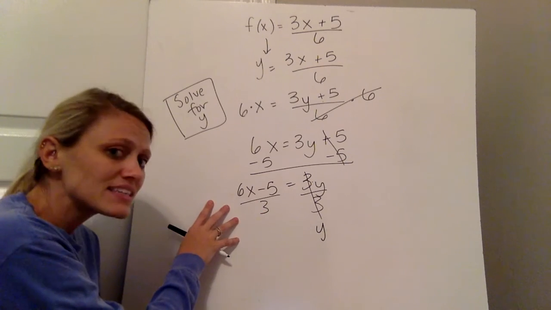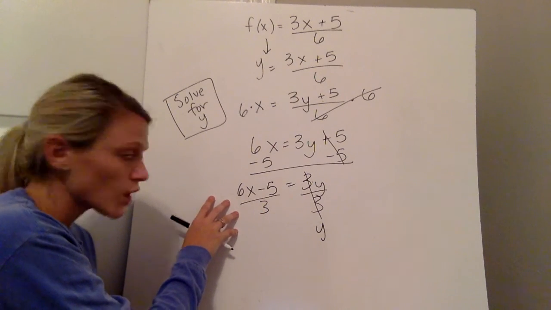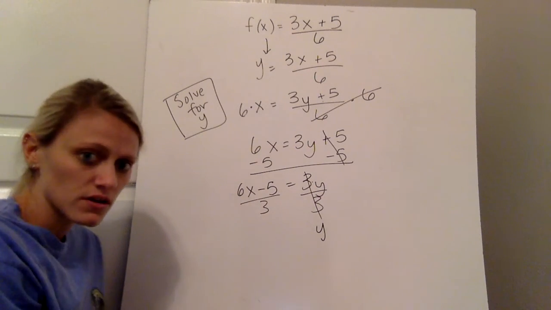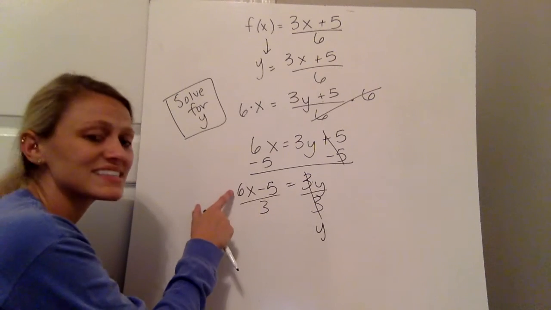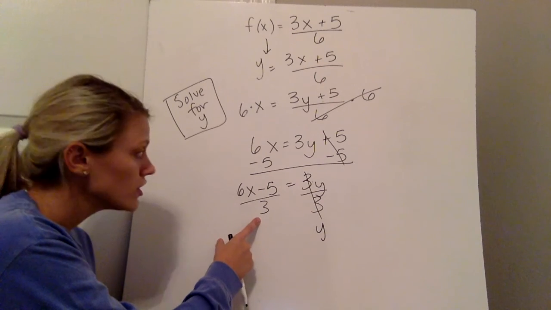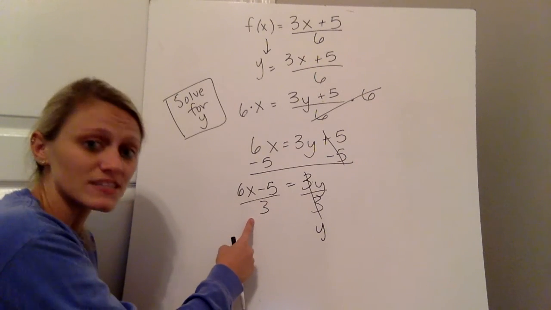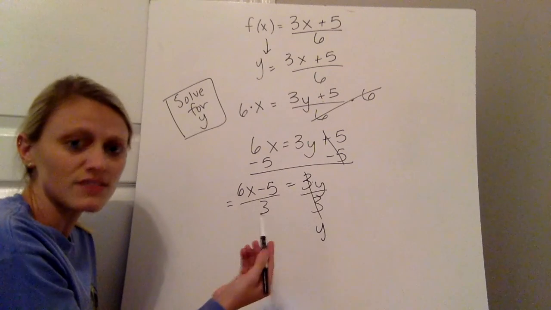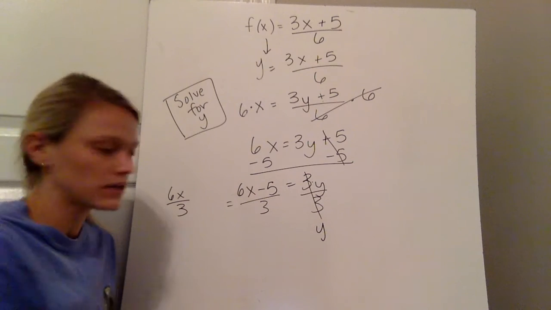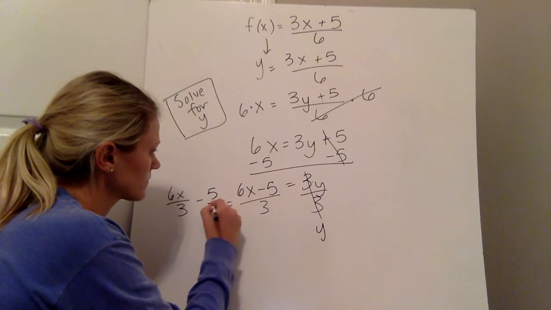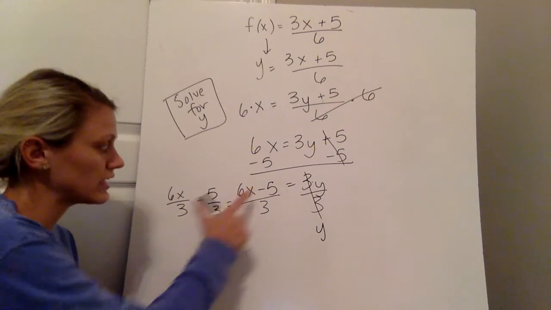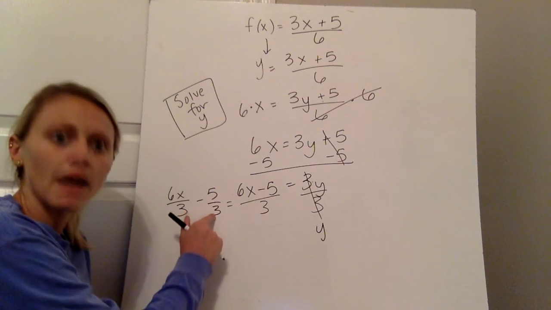In some cases, you'll see it left like this. Our final inverse would just be 6x minus 5 over 3. However, we can go one step further because 6 is divisible by 3. I can rewrite this as 6x over 3 minus 5 over 3. It's the very same thing. I've got 6x over 3, and I've got this minus 5 over 3.